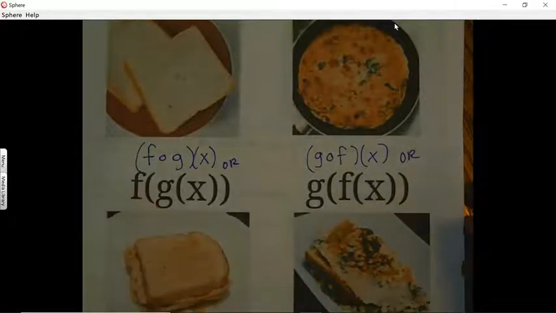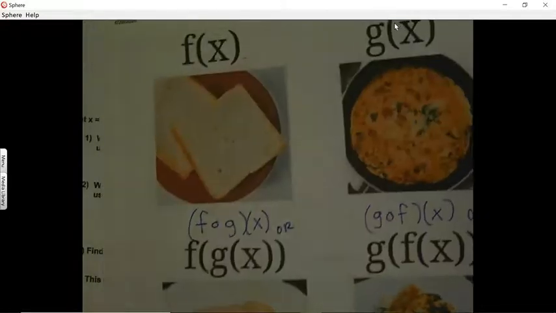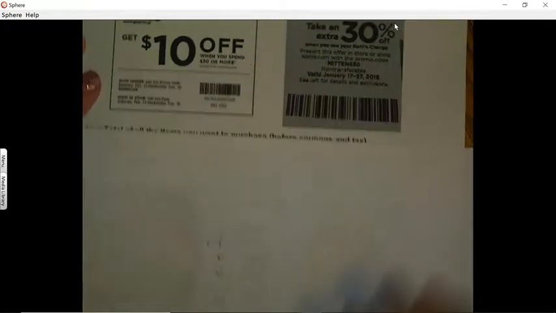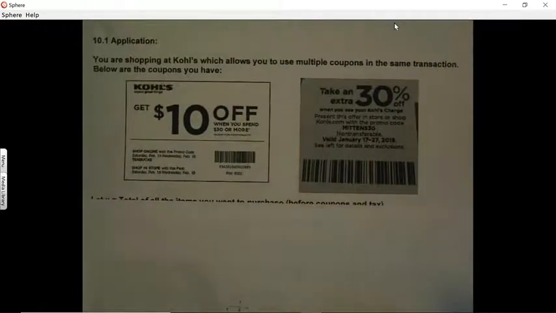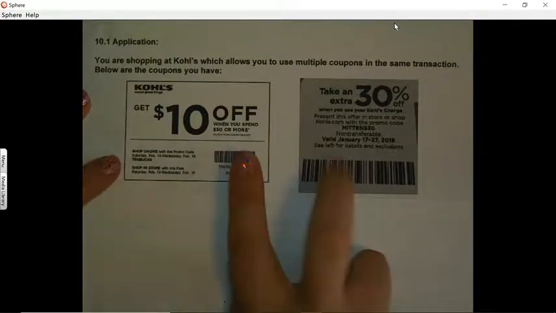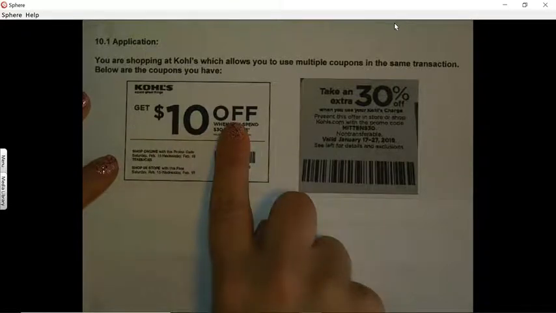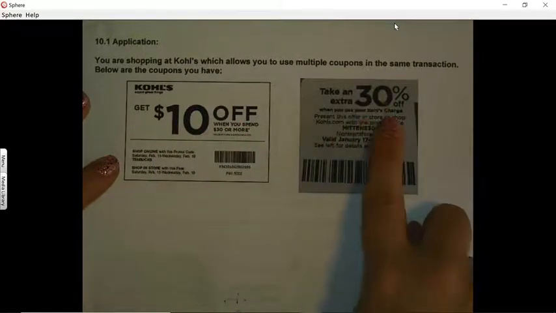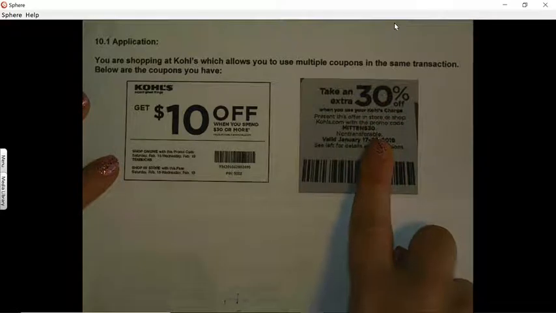Okay. So now what I'd like to do is talk about an example with shopping. In particular, this is going to be about Kohl's because I love shopping at Kohl's. They do lots of coupons. So let's pretend we have these two coupons. We have a $10 off coupon, and then we have a 30% off our whole entire purchase coupon.